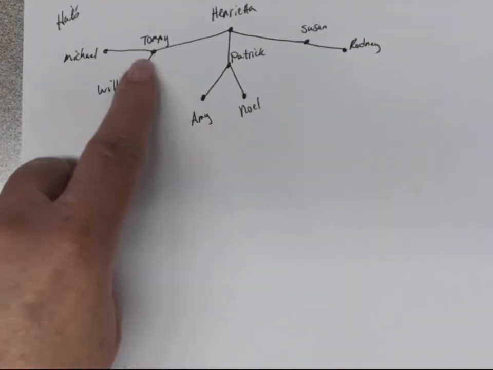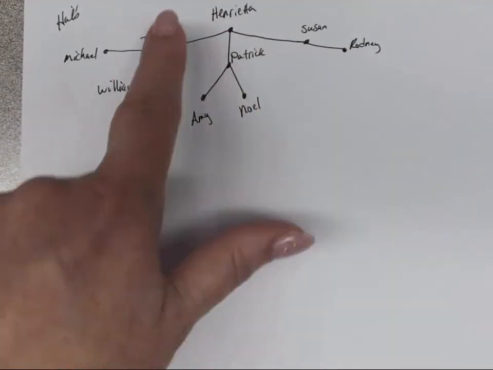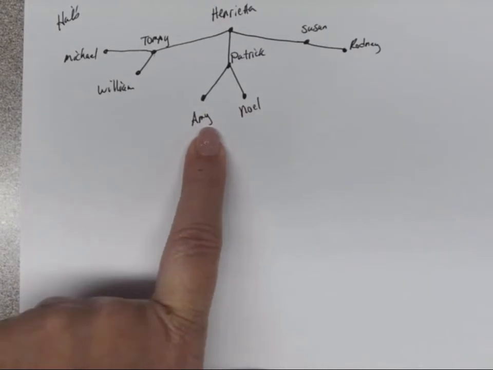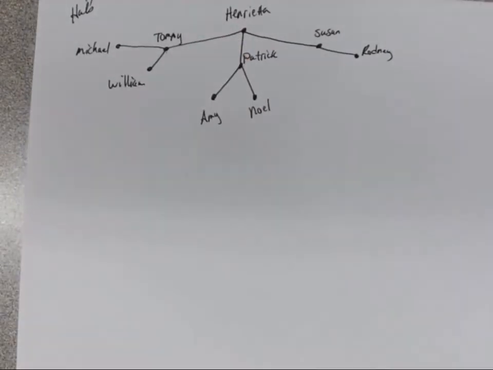So notice there are no gaps where the names are. I can easily follow the lines and see what's going on. I can say, okay, who is Amy under? Well, she's under Patrick, who's under Henrietta. I can follow the lines very, very clearly.